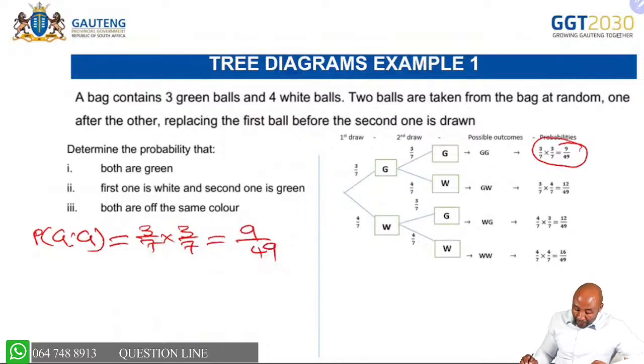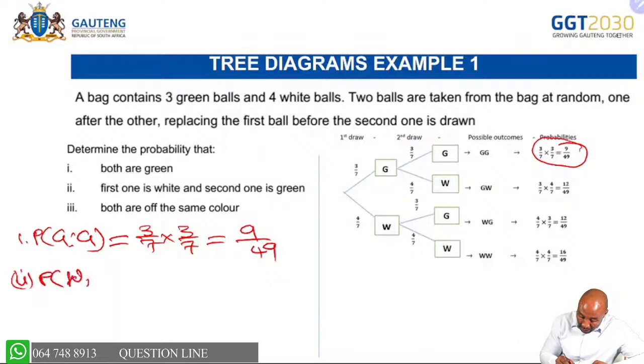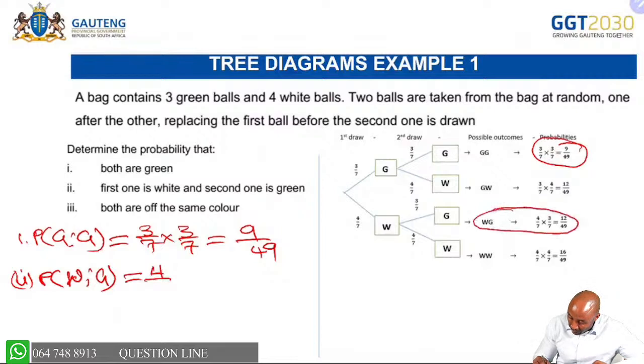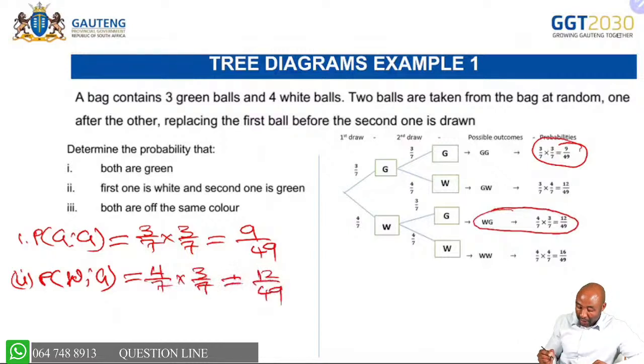Now, the first one is white and the second one is green. So we are looking at where we have the probability of having the first one white, the second one is green, and we will have this as 4. You take your outcome. There is your white outcome where you have white first and second being green. It becomes 4 over 7 times 3 over 7, giving us 12 over 49 like that. Number 2.